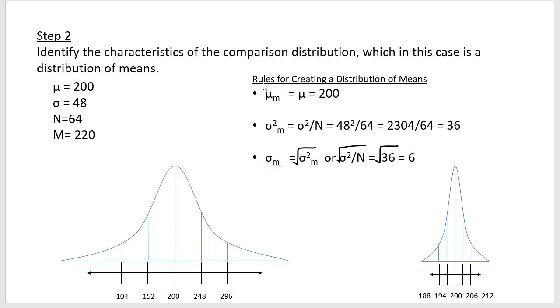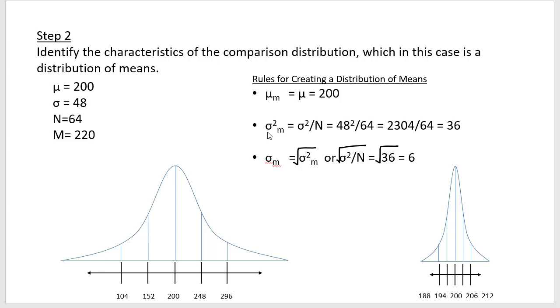Now, we're going to apply our rules again. This will be review. We've already done this, but I want to do it linearly. So the rules for creating the distribution of means: take the mean of the population, which is 200, and that equals the mean of our distribution of means.